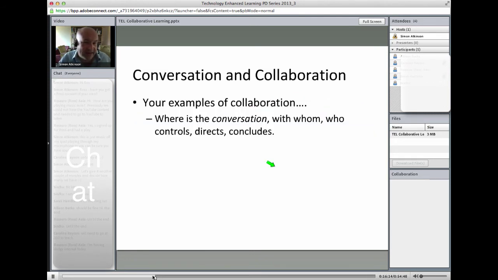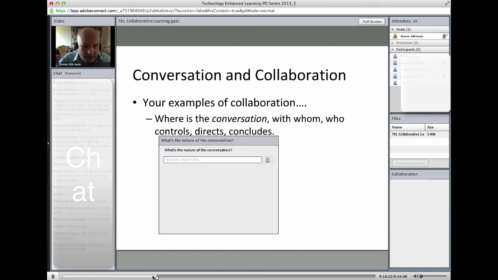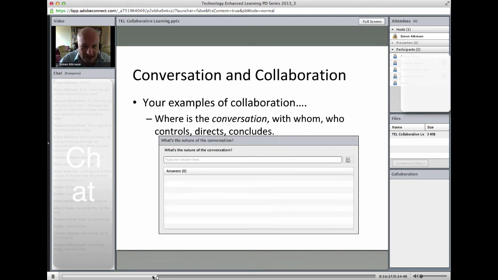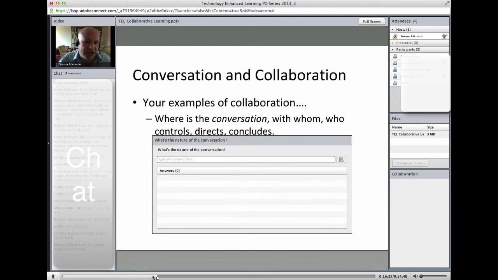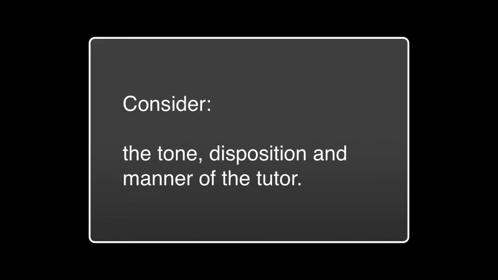Now, I think this becomes interesting when you think about your examples of collaboration, because you said to me, by and large, with the exception of presentations, you mentioned wikis, you mentioned presentations, but three of the responses were directly about conversation. And so my question then is, and let's put the dialogue box back up, what's the nature of that conversation? So where does that conversation take place? Thinking about the complexity that one could represent as a Laurillard schematic, where is the conversation actually taking place?